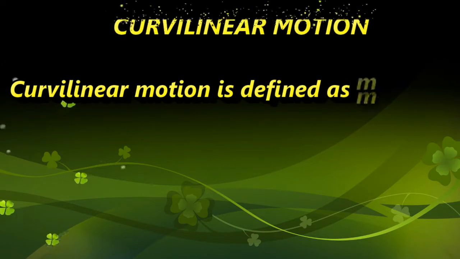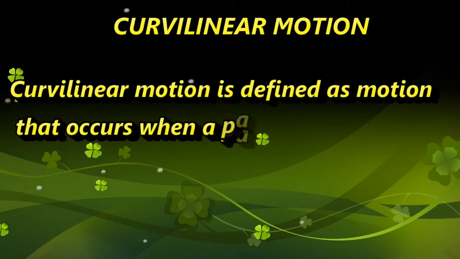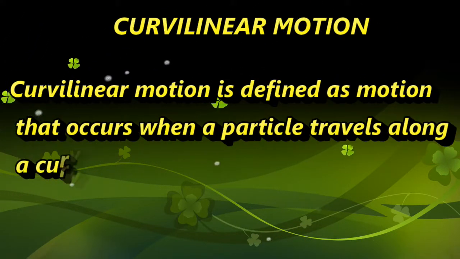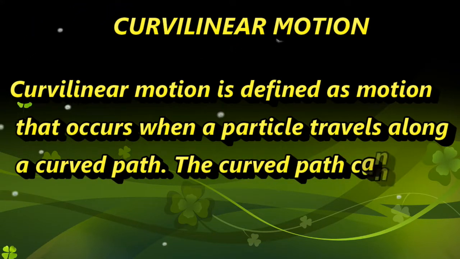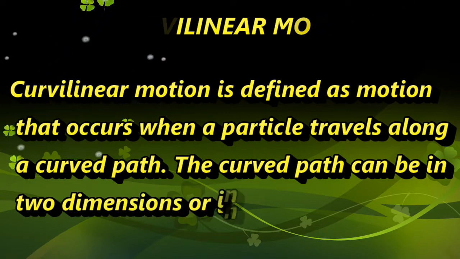We should define first what is curvilinear motion. Curvilinear motion is defined as motion that occurs when a particle travels along a curved path. The curved path can be in 2 dimensions or in 3 dimensions. So, ayun na nga, nalaman nyo at nakita ko ano yung simple definition ng curvilinear motion.